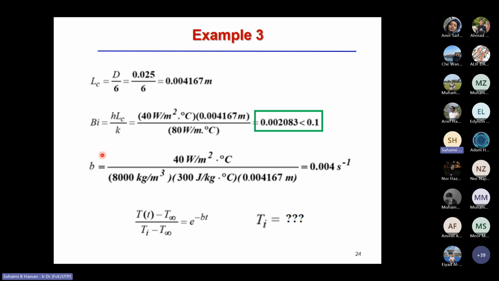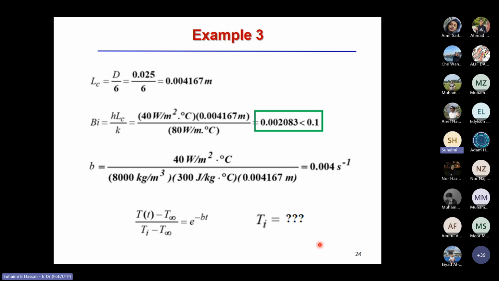The Biot number is less than 0.1, so the lumped system analysis is accurate. So the b here is 0.004 s power negative 1. So what is the answer for TI? The last one. Lumped system analysis only this thing: TT, TI, T ambient, T. If you understand everything, then it should be no problem.